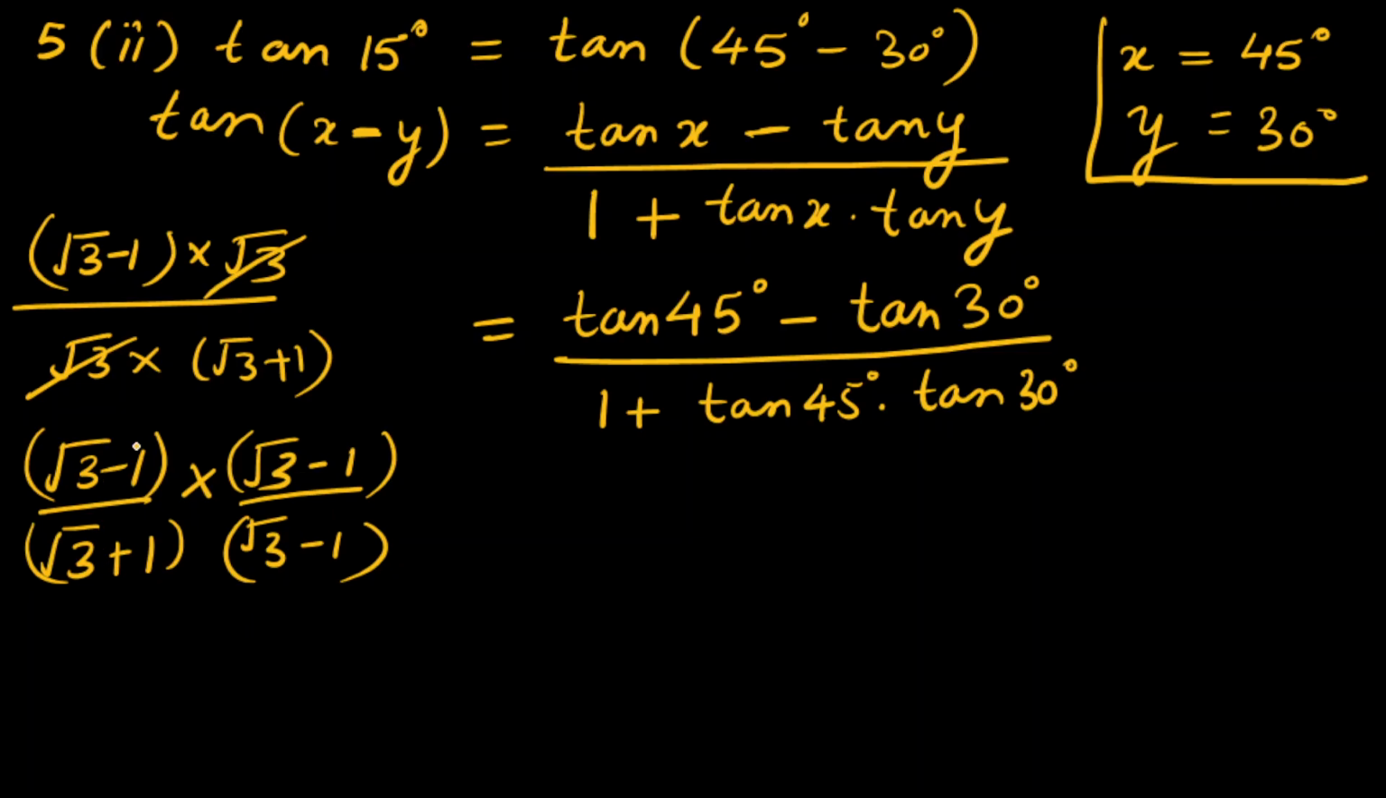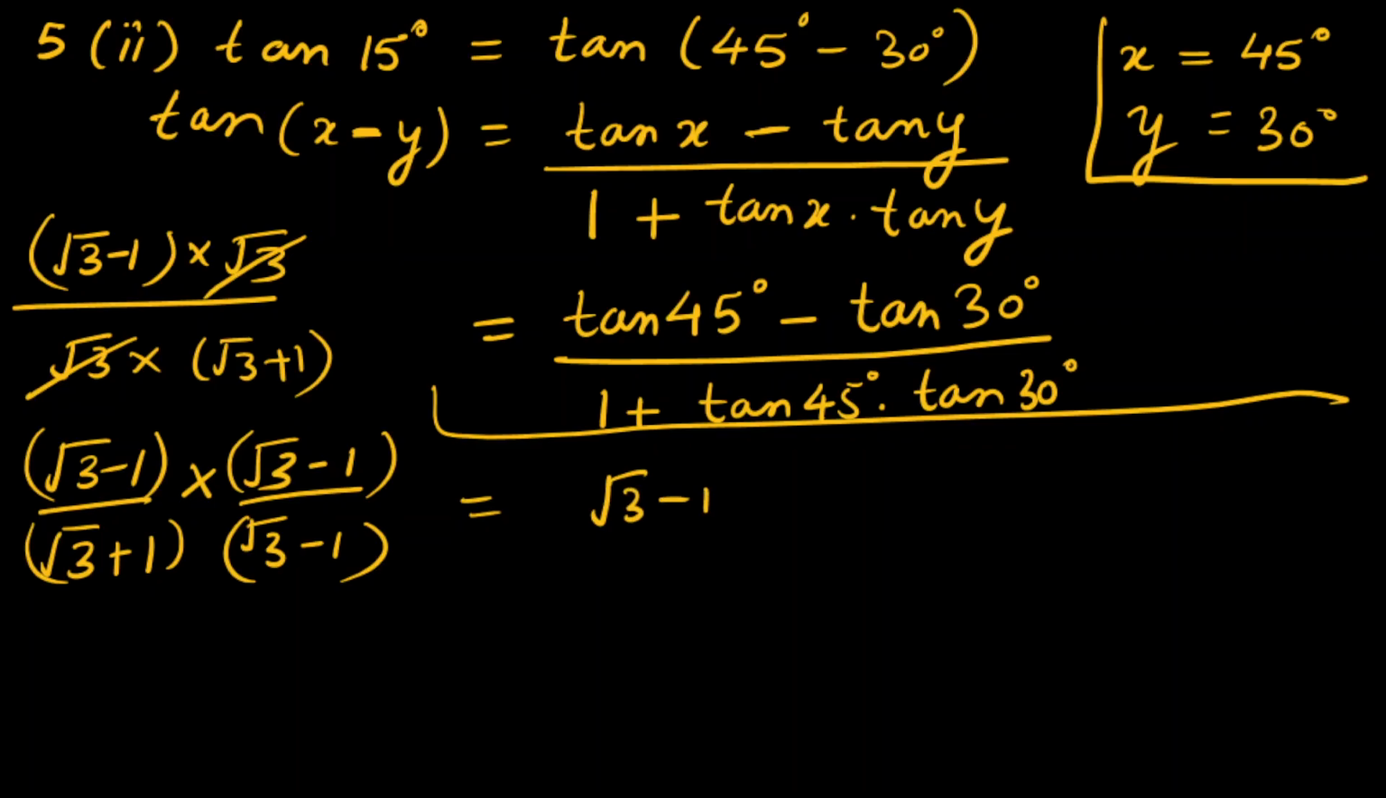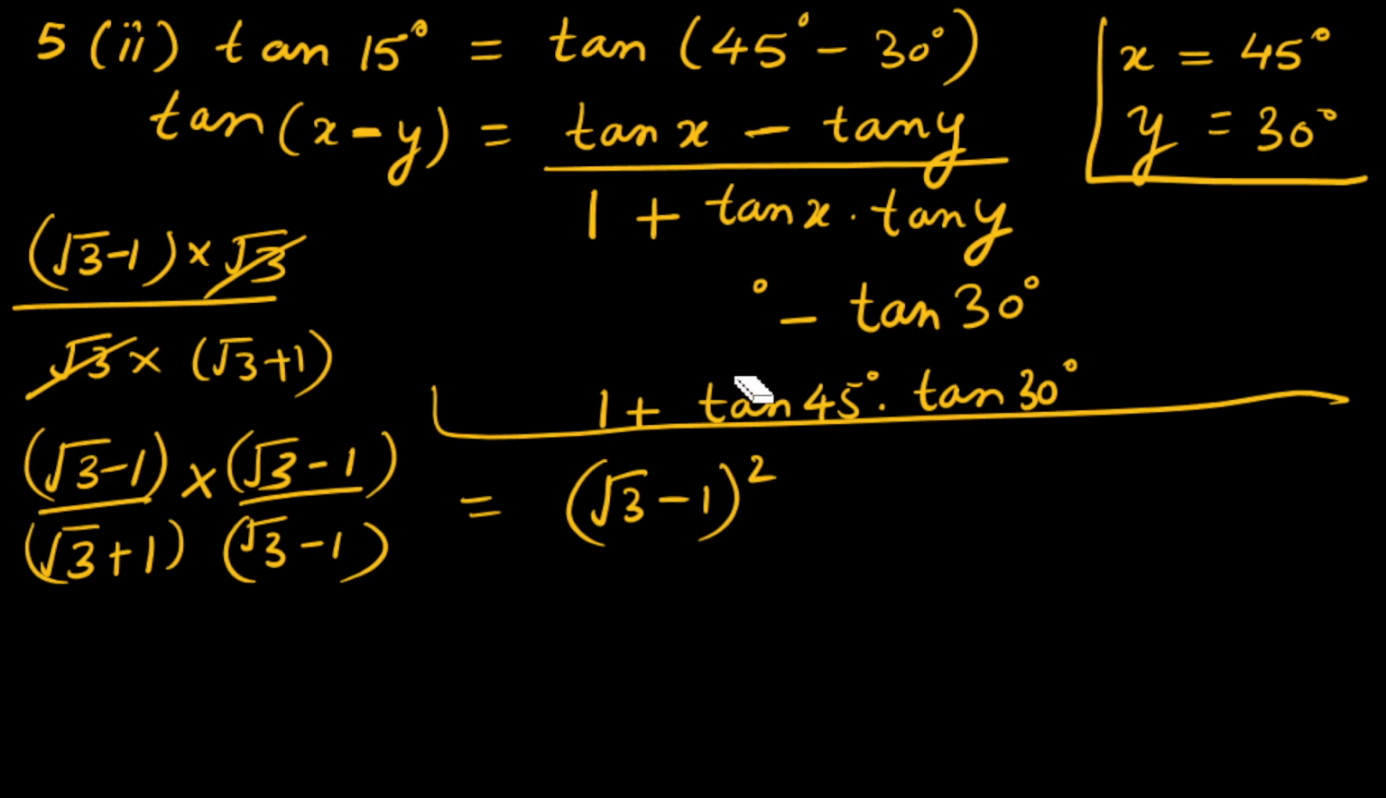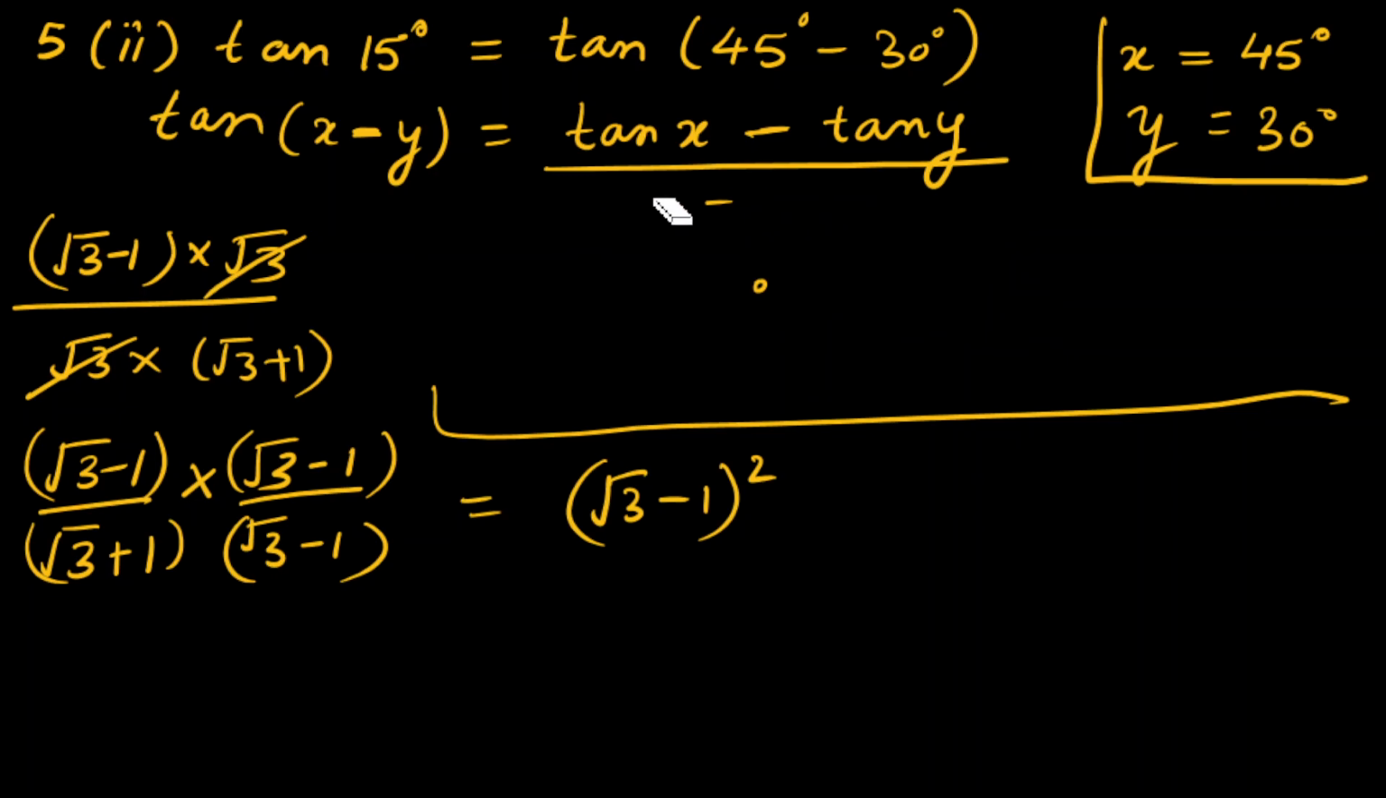Now what will we get? Root 3 minus 1 into root 3 minus 1. So this will become root 3 minus 1 whole square. If you multiply the same number with itself, root 3 minus 1 into root 3 minus 1 becomes root 3 minus 1 whole square, and in the denominator root 3 plus 1 into root 3 minus 1 is a plus b into a minus b, which is a square minus b square. Identities we are using here. So this is a minus b whole square.